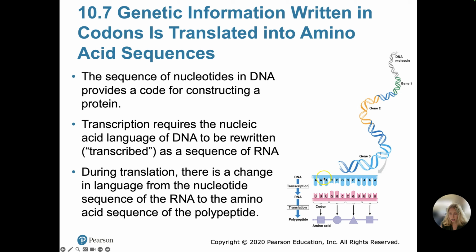So in transcription, DNA is transcribed into RNA. They're still in the same language, the language of nucleic acids, but the DNA code has been rewritten in the form of RNA. And then the RNA, which is in the language of nucleic acids, needs to be translated into the language of amino acids to create a protein polypeptide. And this is done using these 3-letter groups of nucleotides called codons. So a 3-letter codon codes for one particular amino acid.